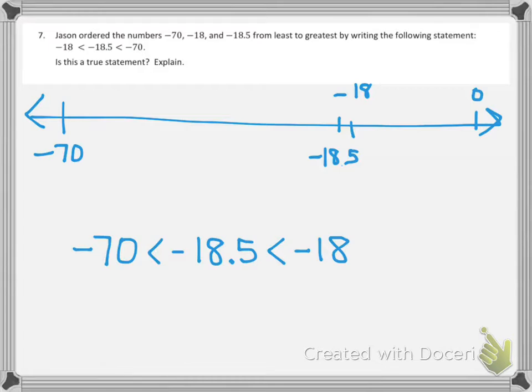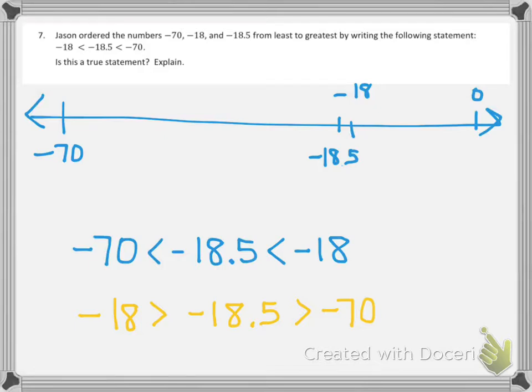That should be my inequality statement, and it looks like he wrote it from greatest to least. So this is not a true statement, and you would have to either change the order or change the signs. If I just wanted to change the signs for Jason to help him out, I would say negative 18 is greater than negative 18.5, which is greater than negative 70. So either change the signs or change the order.